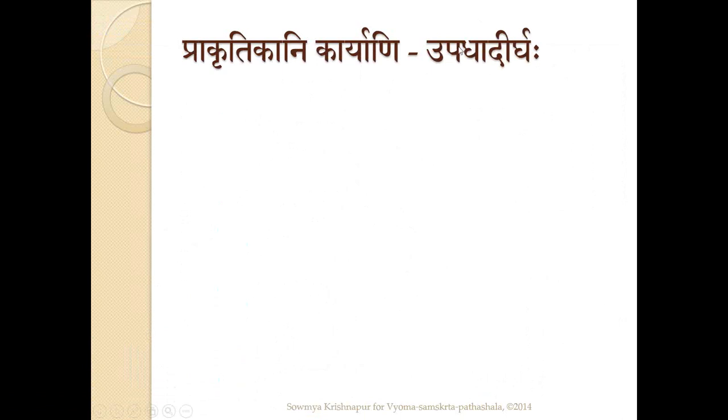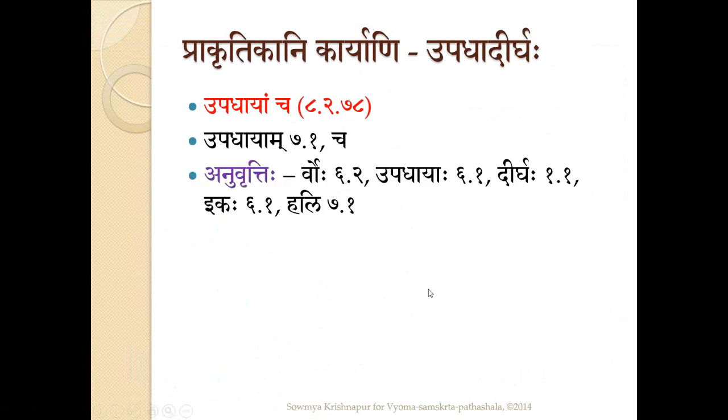Antimam prakritikam karyamasti upadha dirghaha. Upadhayam cha iti sutram. Upadhayam iti saptam ekavachanam. Cha iti avyayaha. So there is quite a bit of anuvratti from the previous sutra. Rvor upadhaya dirghaikaha iti sutramasti khalicha ityapyasti. Rvohu iti shashti dvivachanam. Upadhayaha iti shashti ekavachanam. Dirghaha iti prathama ekavachanam. Ikaha iti shashti ekavachanam. Hali iti saptam ekavachanam.